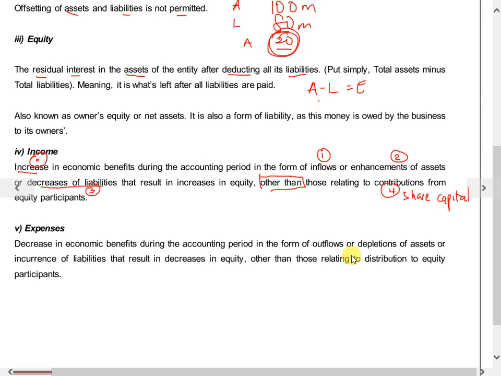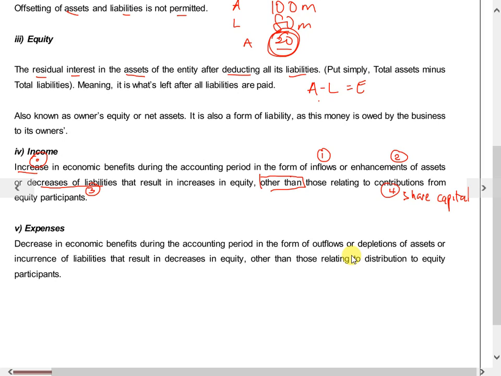It can also increase in income benefit, but nothing to do with inflow or enhancement of asset, but it's a decrease in liability. Liability down, good. But not what? Other than contribution by equity participant. If my shareholder pump in more money into the business, I receive money, correct? It's an inflow. But is share capital introduced by owner an income? It is not an income. So income contribution from equity participant is not an income.